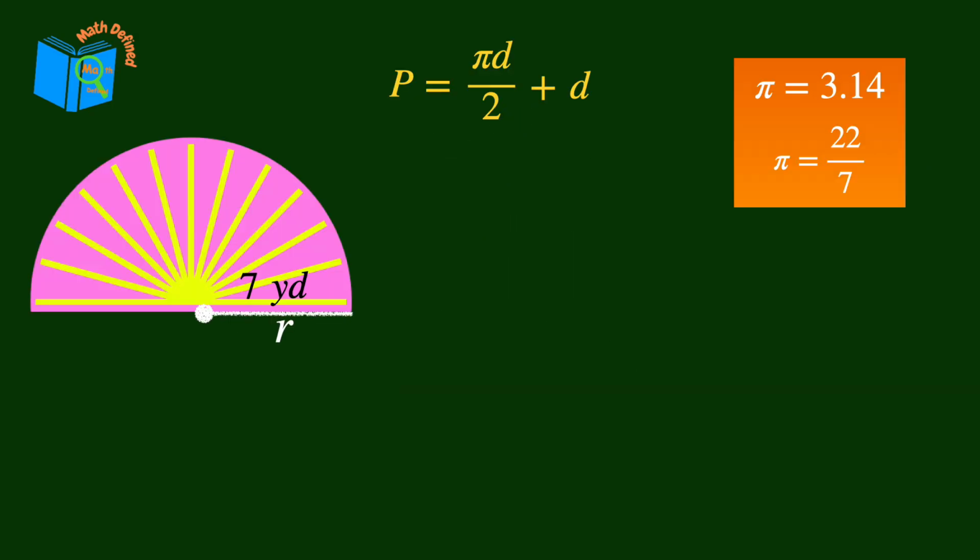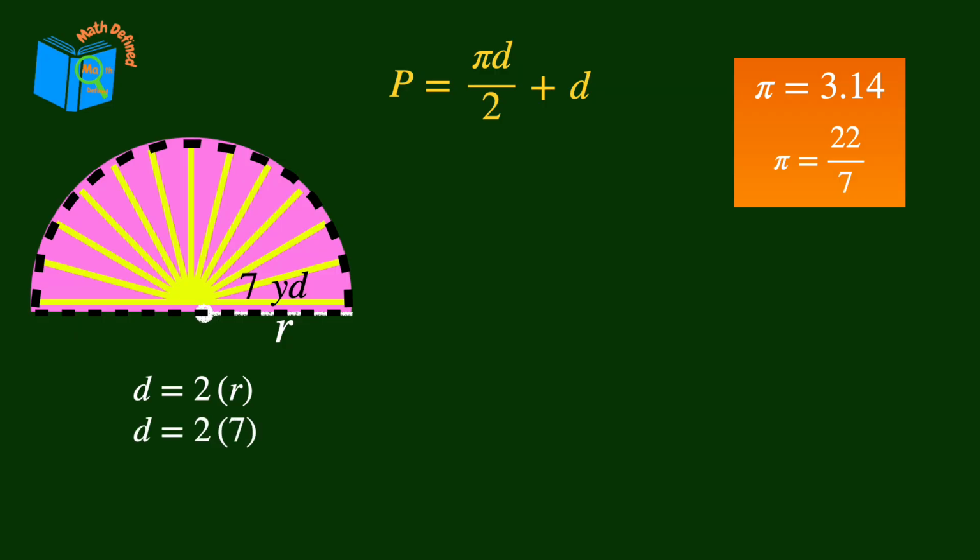Here's another colorful semicircle. What's its perimeter? Remember, that's the total distance around all of its edges. We're given the radius, which is 7 yards, but our formula for the curved part uses the diameter. So let's find that first. The diameter is twice the radius, so we'll multiply 2 times 7, which gives us 14. Our diameter is 14 yards.